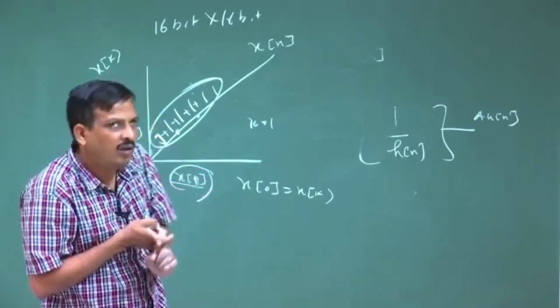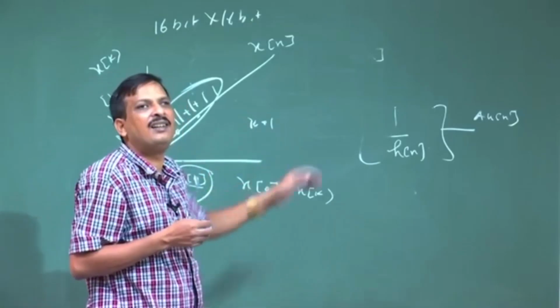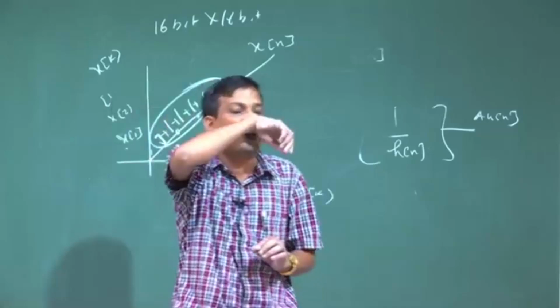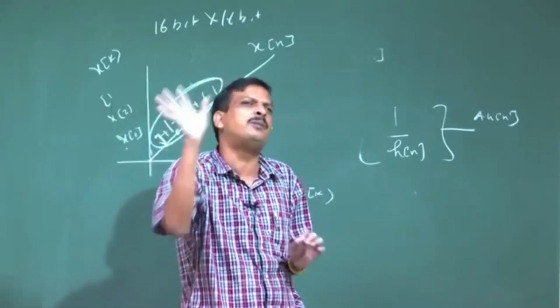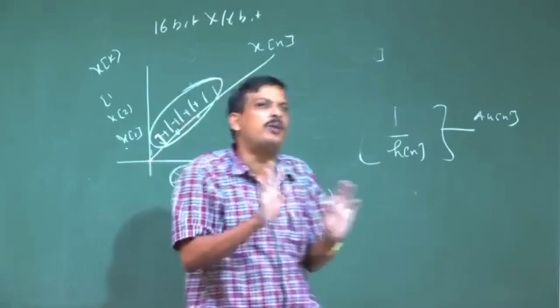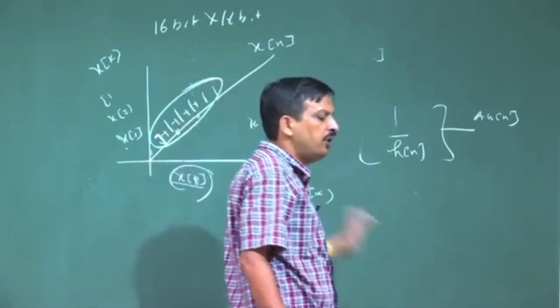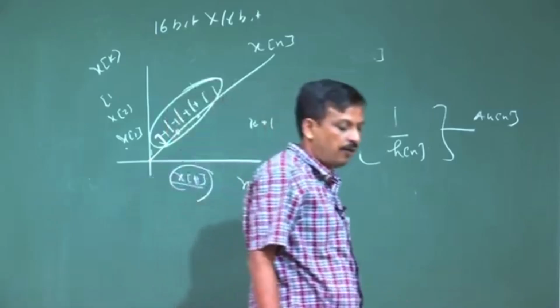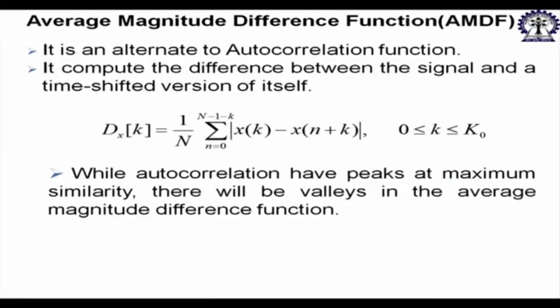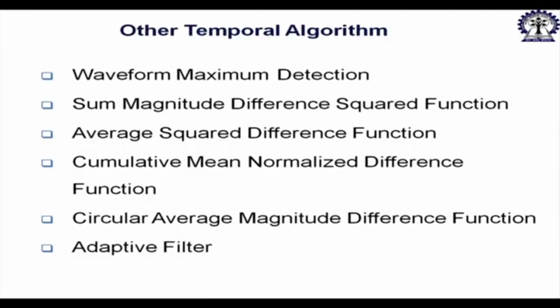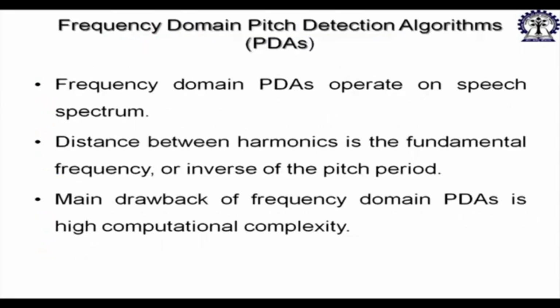Okay. So, autocorrelation is highly used, and AMDF, the average magnitude difference function, is used when an average rough estimation of f0 is sufficient and the computational complexity needs to be very low. There are other algorithms also: maximum detection, sum magnitude difference, adaptive filtering, circular average magnitude difference function, cumulative mean normalized difference function. So, all these other methods are also available.